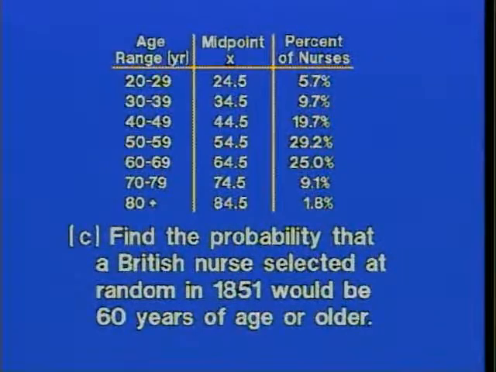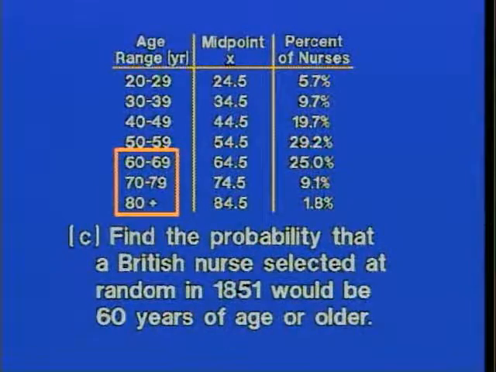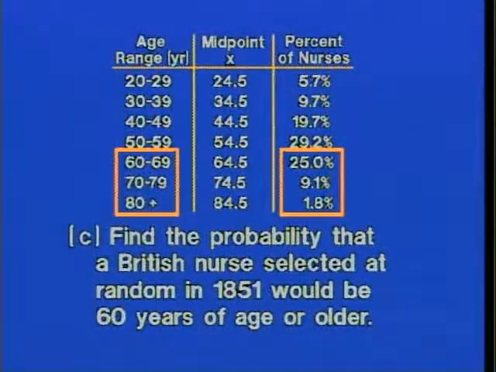Next, we want to find the probability that a British nurse selected at random in 1851 would be 60 years of age or older. Well, 60 years of age or older would put that nurse into one of these three categories. And those three categories have probability values or percents associated with them. All we need to do is add those percents, and we find that the probability that a British nurse selected at random would be 60 years of age or older would be almost 36%.